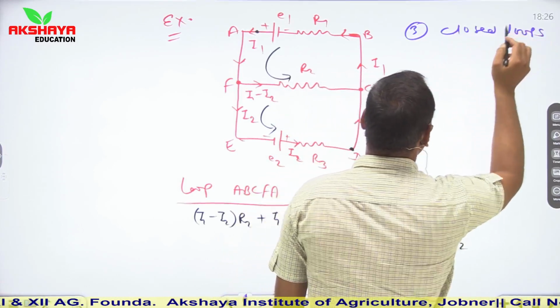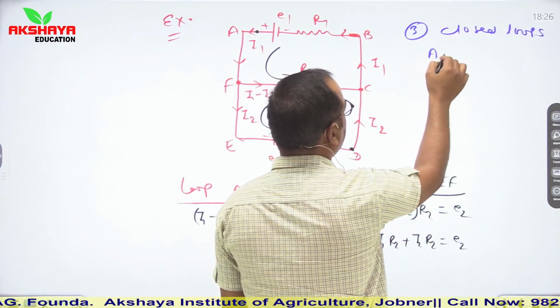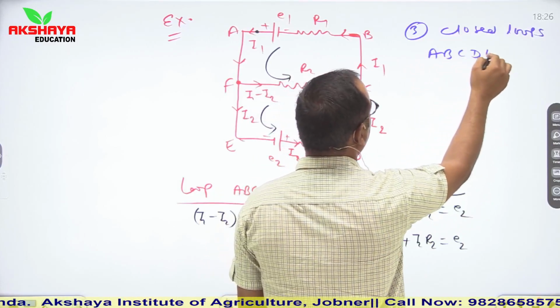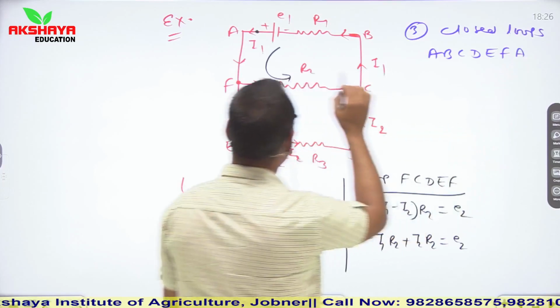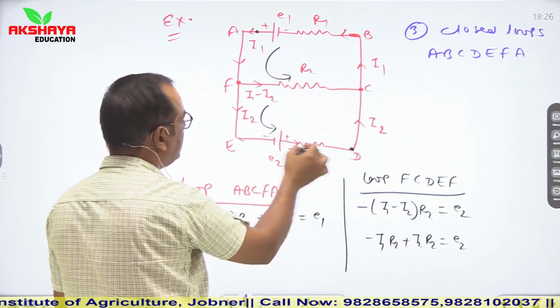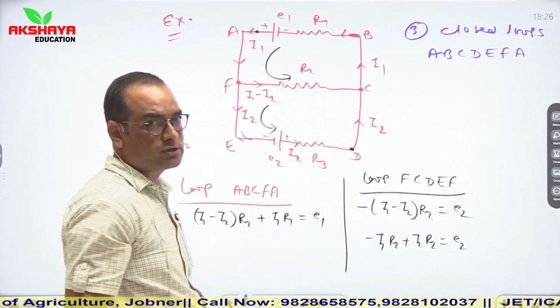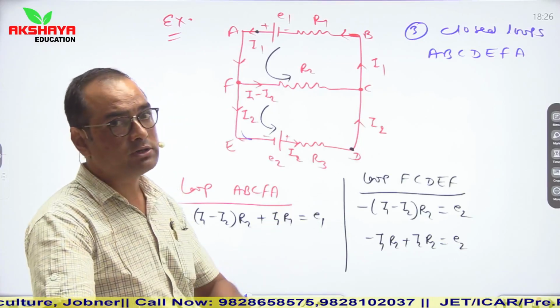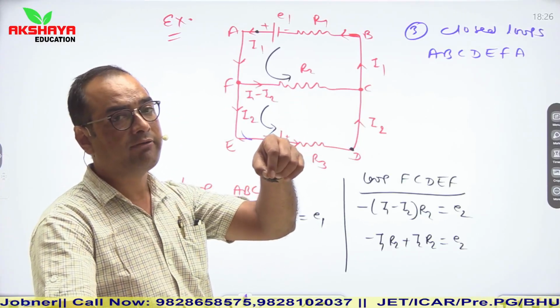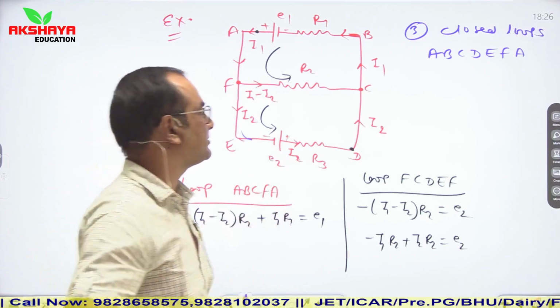So which are these loops? First one is A, B, C, D, E, F, A. This outer loop A, B, C, D, E, F, A. A closed loop will be closed if our starting point and final point are at the same place.